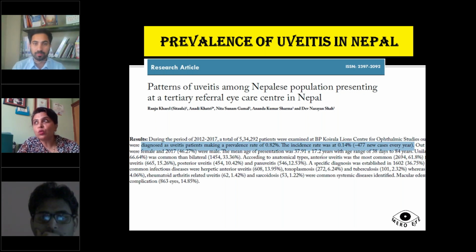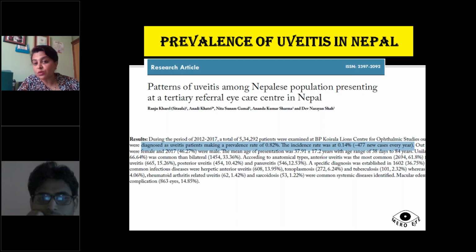So the prevalence of uveitis varies in different countries, okay? And the complete ocular complication due to uveitis may vary from 10 to 15%, but in a developing country like ours, it is up to 25%. And when we evaluated the prevalence rate at our hospital, we found it to be 0.82%.